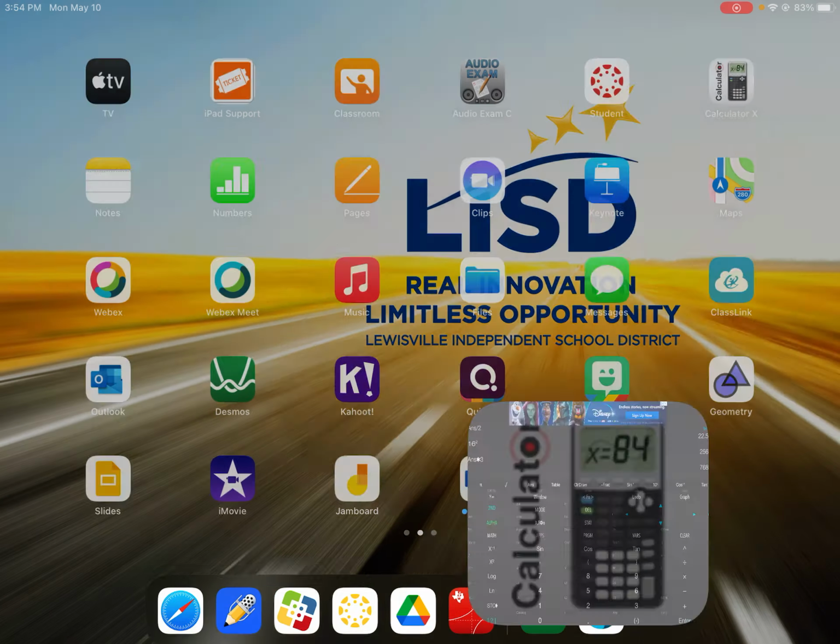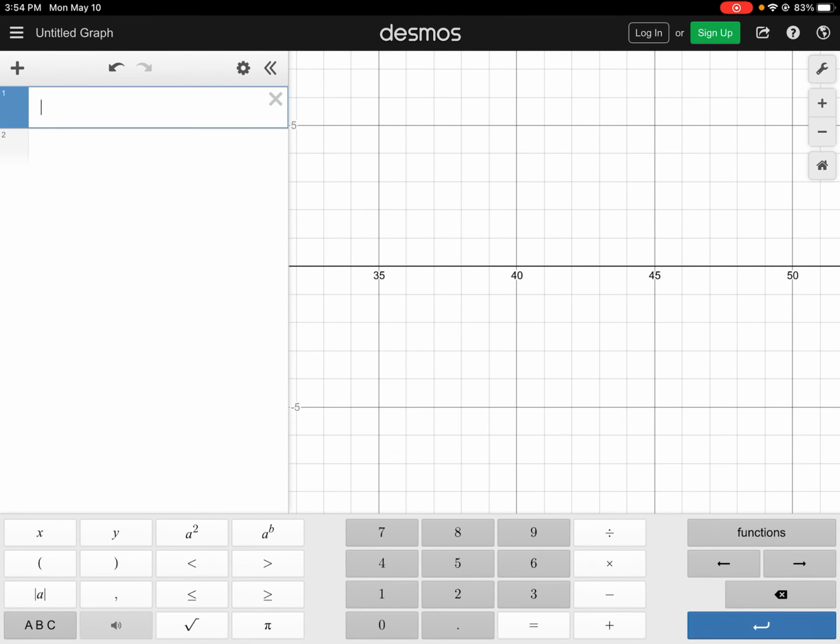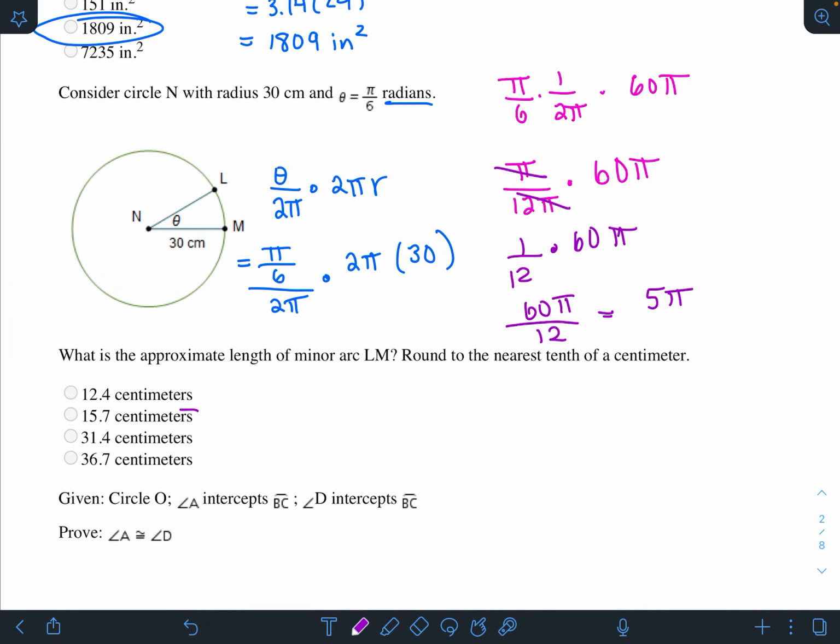And we want an approximate length, so we'll go ahead and plug this into our calculator. 5 times pi gives me 15.707, or 15.7 centimeters.